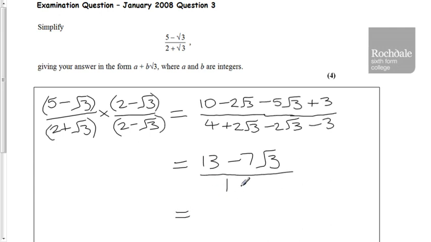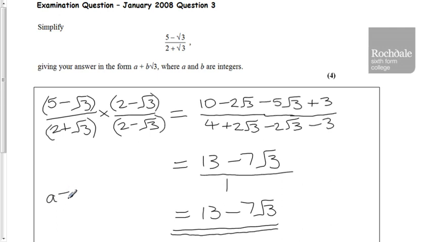I don't really like leaving a denominator of just 1. Let's just simplify it. 13 divided by 1 is 13, and then we've got a takeaway, and 7 root 3 divided by 1 is 7 root 3. So we've done it, we've rationalized the denominator. We've given our answer in the form a plus b root 3, where the value of a is 13, and the value of b is negative 7.